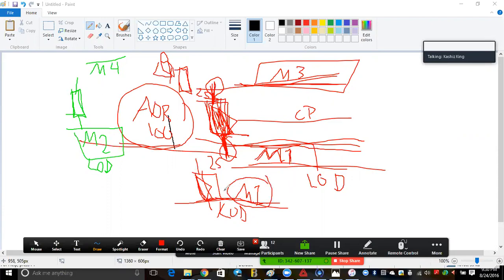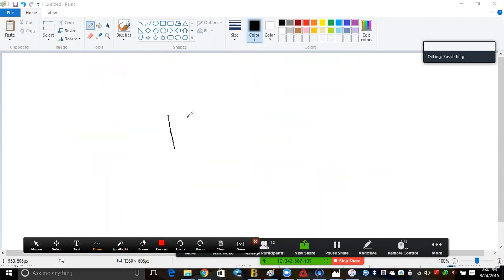Now the M3s and M4s. Let me get some of this out. The M3 and M4s are areas of possibility of where the HOD will be made.